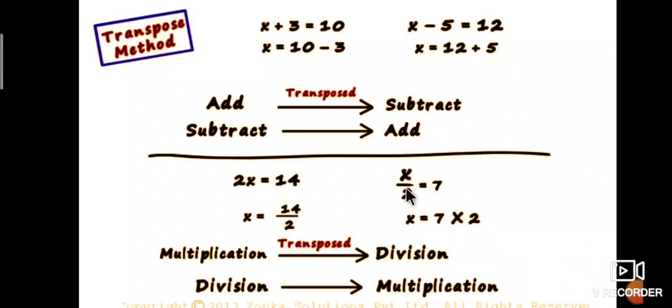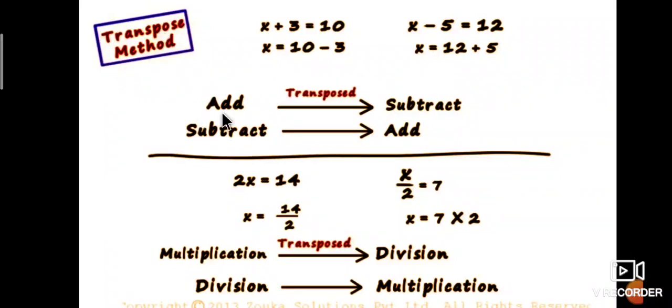Like that, x by 2 is equal to 7. X by 2 is a division. Division transferred to the right side becomes multiplication. X is equal to 7 into 2. Therefore, division transposes to multiplication, and multiplication transposes to division. Observe these, students. This is the clue of the transpose method.